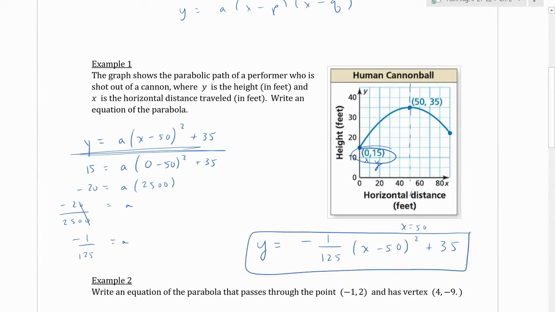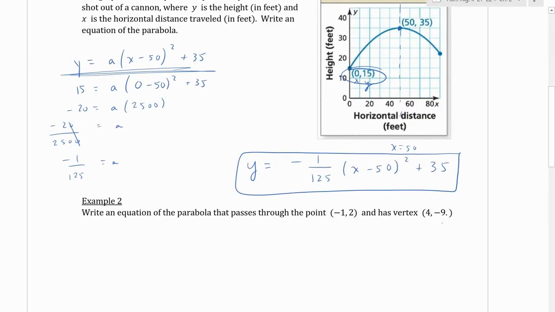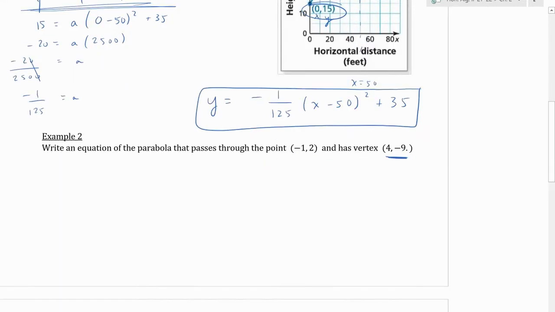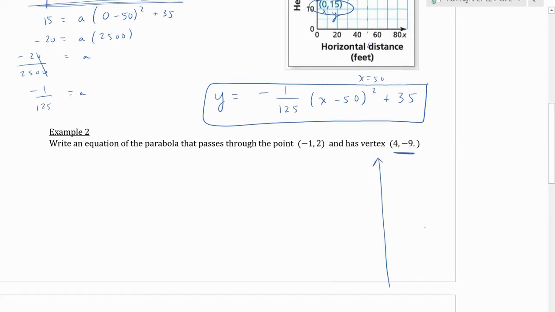And I'm good. Okay. So if we've got a vertex at (4, -9), and not that you need to draw a picture, but if I go over 4, down 9, and put a vertex there, and the parabola has to pass through (-1, 2), I can already tell you this thing's got to open up, or that's not going to happen. So I know this a value is going to be a positive number when I get done.